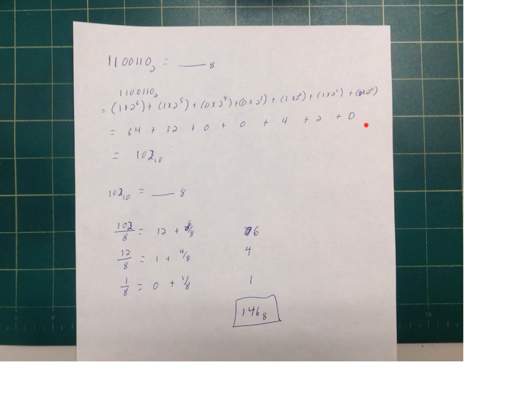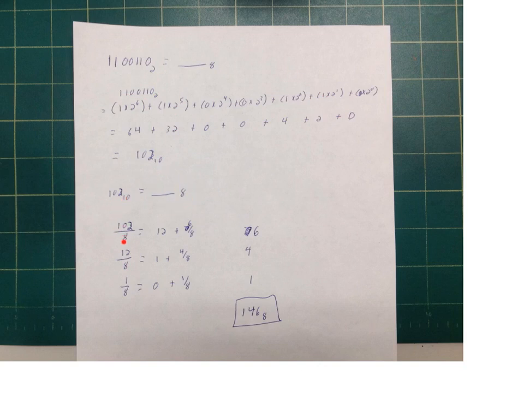And you work out that arithmetic, you get 64 here, 32. Well, those, of course, are zeros. You get 4, 2, and that's a 0. So that comes out to 102 base 10. That's equivalent to it. Now I'm going to convert that to octal, or base 8.